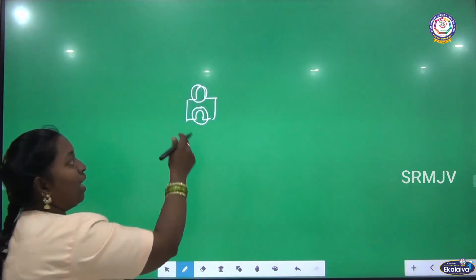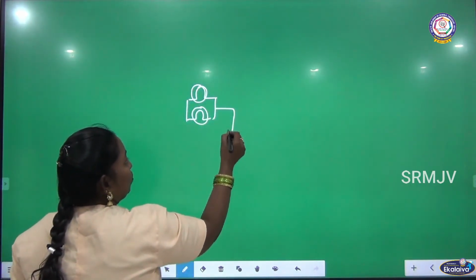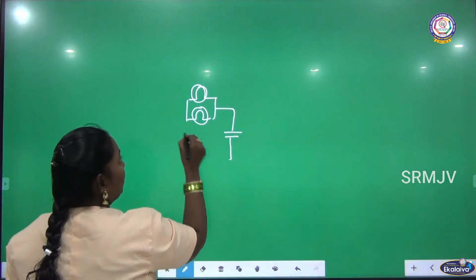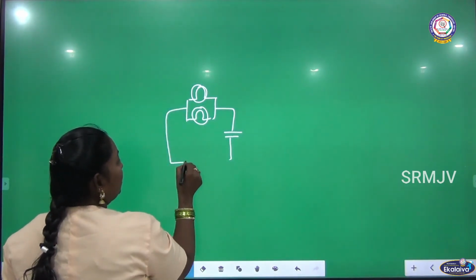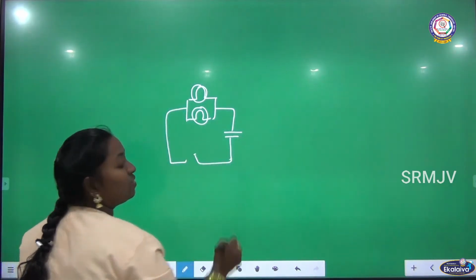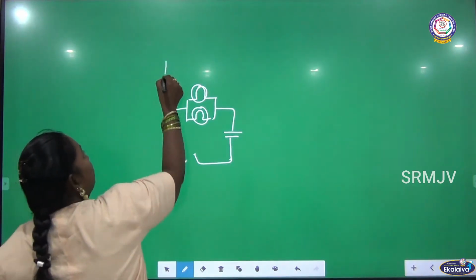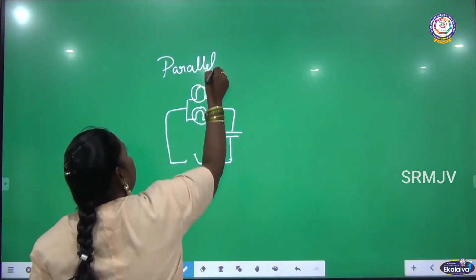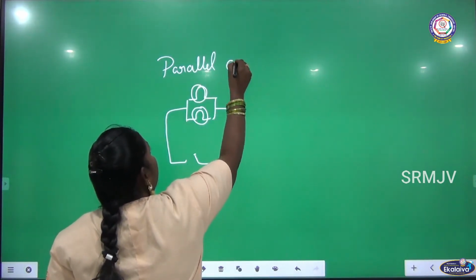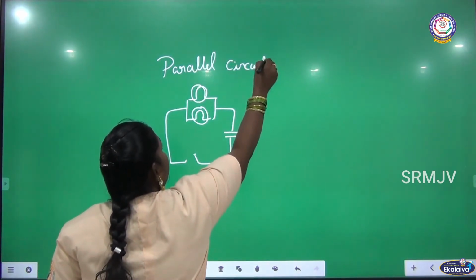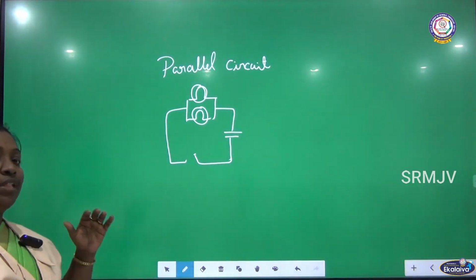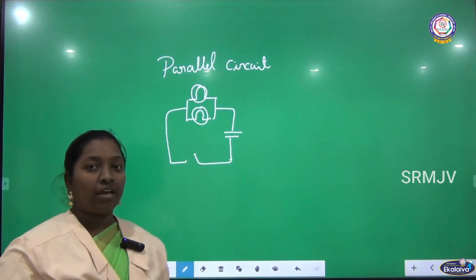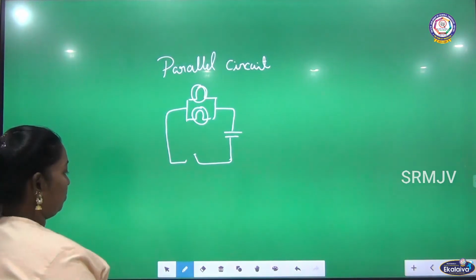This is bulb 1 and bulb 2. These are connected with the cell and it is connected with the switch. So this is the circuit diagram of a parallel circuit. So this is how, with the help of these components, we can make an electrical circuit.